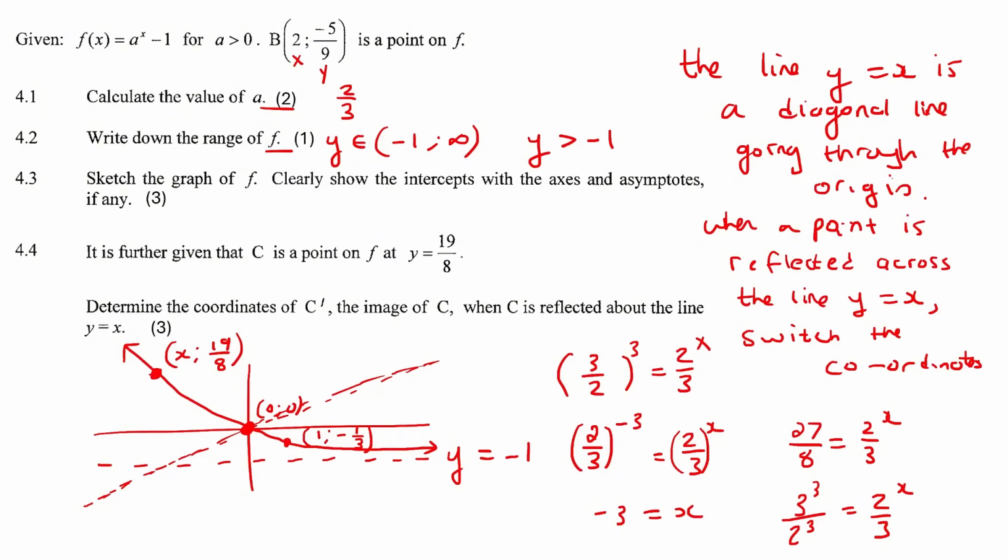So now we know the x value of this point. So now we can actually go and do the question where they now want us to flip it over the line y equals x, and what we said is, when a point is reflected across the line y equals x, switch the coordinates. So the coordinates are now going to become 19/8.